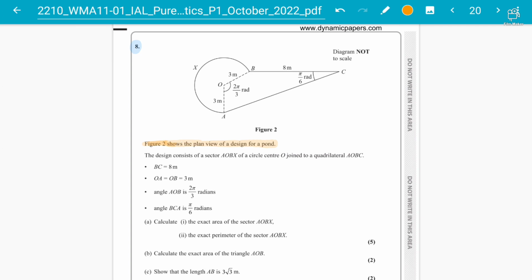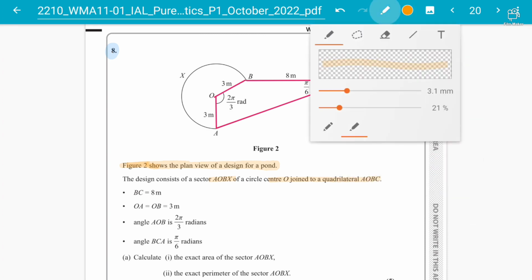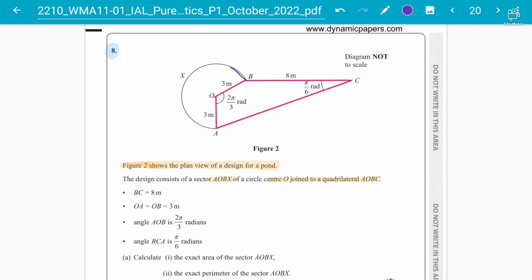The design consists of a sector AOBX of a circle, center O, joined to a quadrilateral. So here we go. I'll make the measurements here for students so everyone can understand the question. So this is the quadrilateral, and it is followed by the sector. I'm making the sector with a different color, students. So the sector is this thing. Everyone got it? I hope everyone is clear. So this is basically the sector and the quadrilateral.